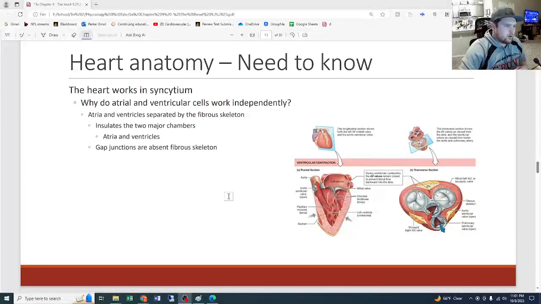Something, I don't know if it talks about it here. It mentions it. We'll talk about the fibroskeleton.